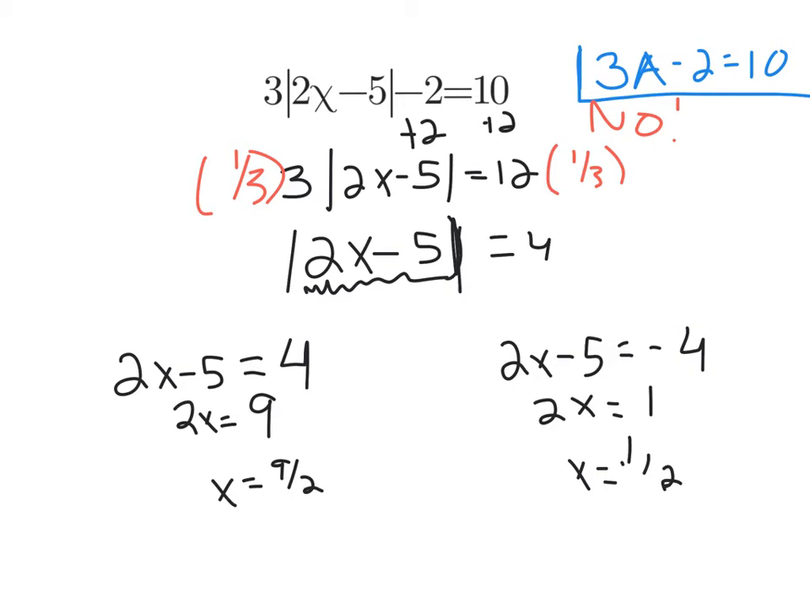Our final step would be to plug these back in and check our solution. I'll do this quickly. If I plug in 9 halves for that x, or I could plug it back into the original equation as well, 2 times 9/2 is 9, 9 minus 5 is 4, and we're all good there. Same thing with 1/2. If I plug in 1/2, 1/2 times 2 is 1, and 1 minus 5 is -4, and the absolute value of -4 is 4.